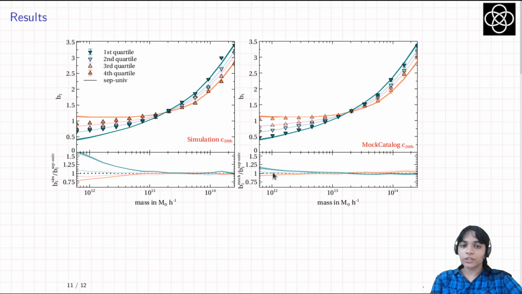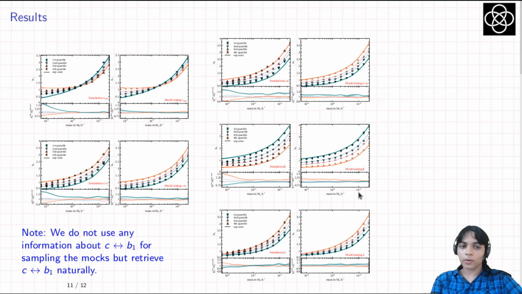This is not only true for halo concentration, but for all the other halo properties which we have considered. Thus, our mock making algorithm can be used to increase the dynamic range of large volume simulations, especially at the low mass end. Note that we do not use the information about the correlation between the halo property and halo bias for sampling the mocks, but retrieve this correlation naturally.